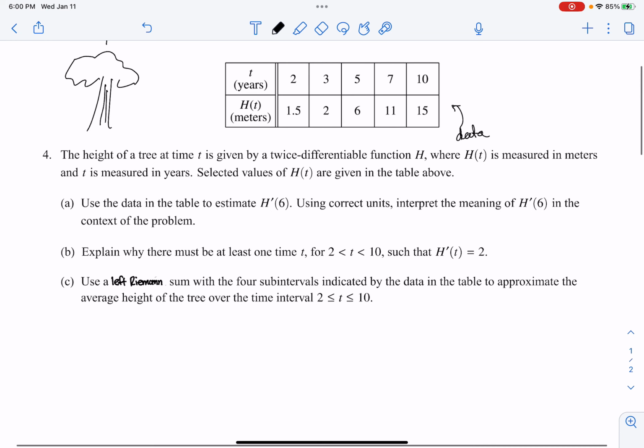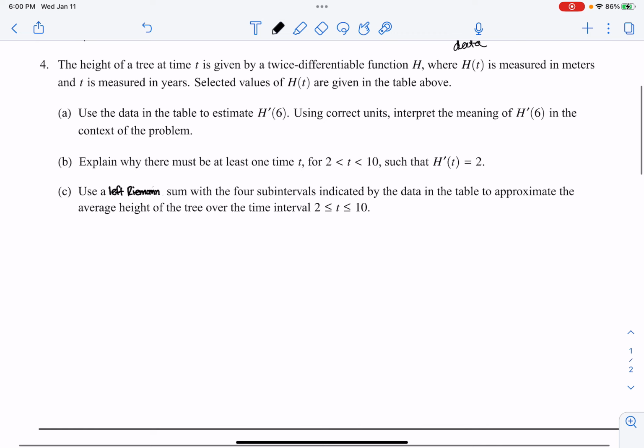Well, h prime, if we had an actual equation, we could just take a derivative and then plug in 6. We can't do that. We notice that 6 should be in between those two, but it's not there. But to estimate, we could essentially take what we know as the approximation of the derivative and just use that as an estimate. So let me clarify what I mean. And I'll go ahead and make this graph because it will probably be pretty important later on as well.